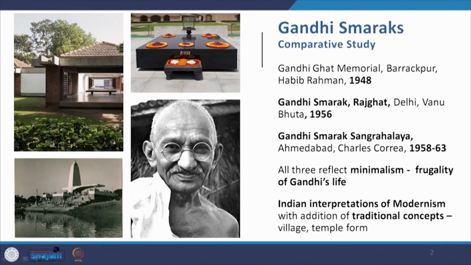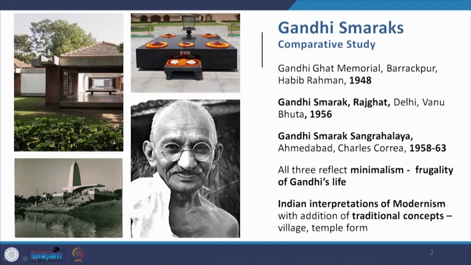Hello students, we once again come together to continue our study of modern Indian architecture, and we will now go to part 5 of the first generation, that is the period from 1945 to 1970. So, we had already seen last time the important example of the comparative study of 3 Gandhi Smaraks, one made by Habib Rahman in Barakpur, the other in Delhi by Vanu Bhuta, and the third was the Gandhi Samarak Sangrahalaya by Charles Correa in Ahmedabad.